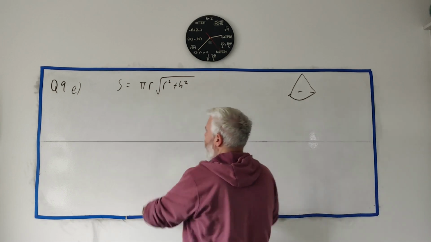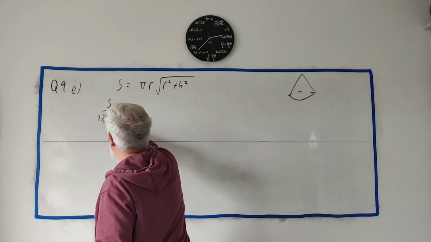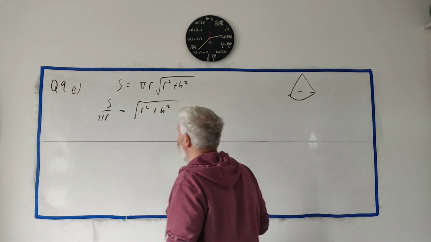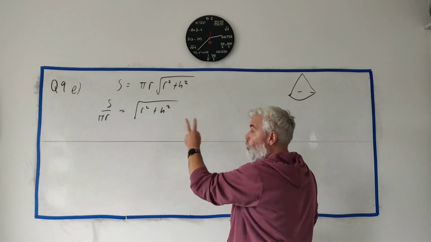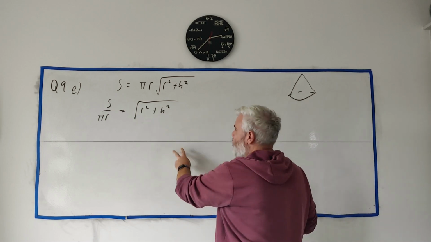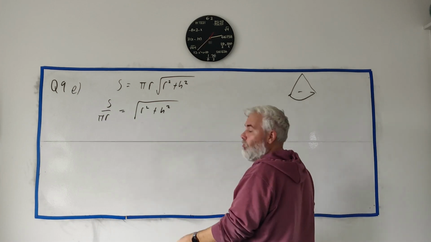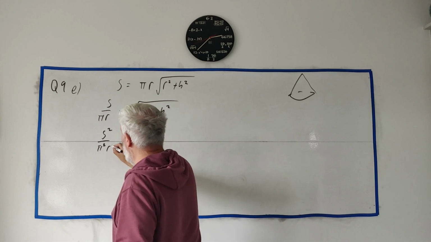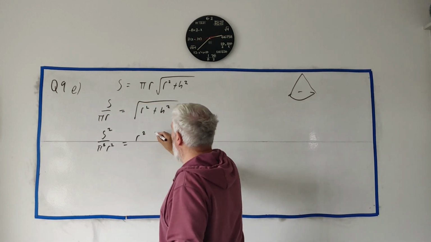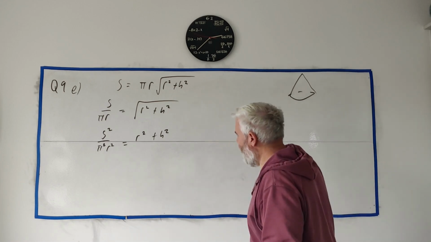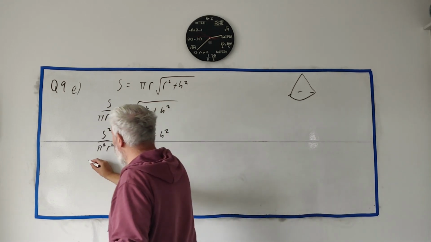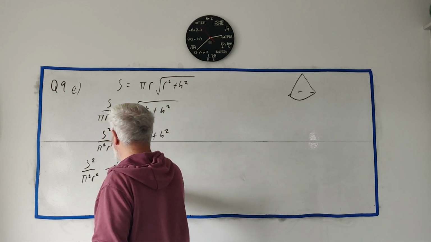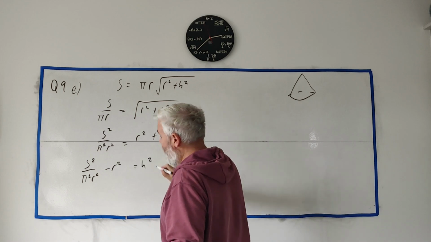Let's first get rid of these two guys. We'll rewrite it as S divided by pi r is equal to the square root of r squared plus H squared. Next we need to get rid of this square root. Square both sides. So I'll get S squared over pi squared r squared is equal to r squared plus H squared. Okay, next take r squared from both sides. We get S squared over pi squared r squared minus r squared equals H squared.